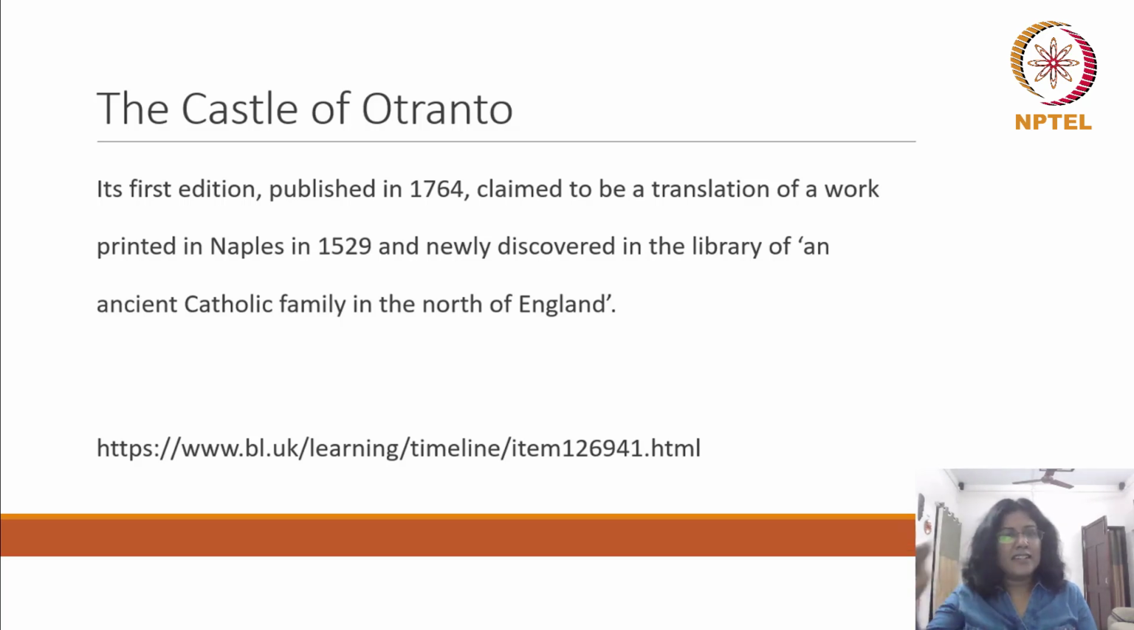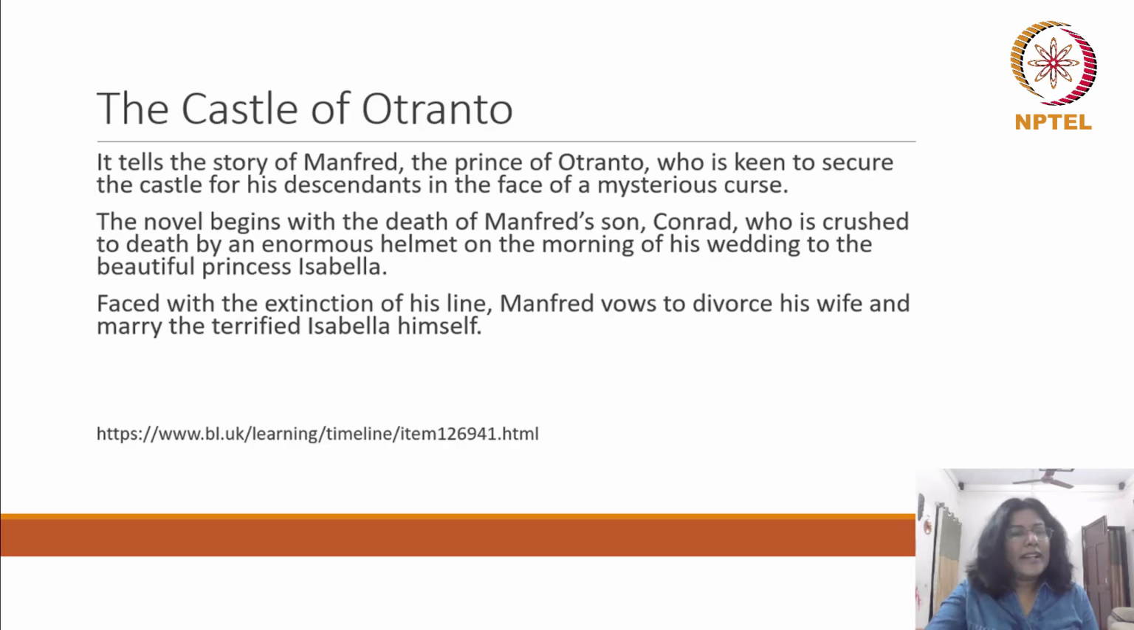So these are some of the factors that are usually associated with a Gothic text: that it is foreign, not British, not domestic, not English. It is supposed to have happened far away, far back in time, and is associated with Catholic monks and Catholic institutions. So what is The Castle of Otranto about?